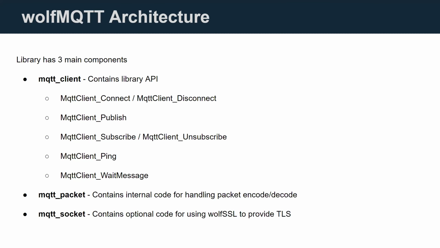The wolfMQTT library is organized into 3 distinct components: the client, the packet, and the socket. The client component contains the actual API functions listed here: connect and disconnect, publish, subscribe and unsubscribe, ping, and wait message. The packet component is where you can find all the internal functions for building and parsing the packet structures. And lastly, the socket component is the interface for the lower level networking layer.